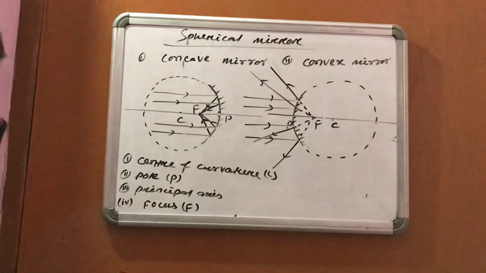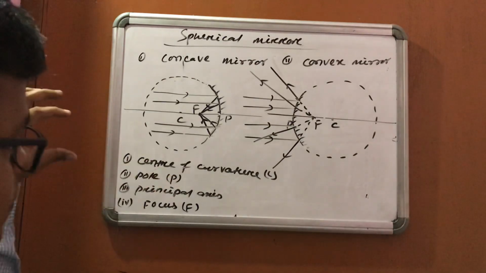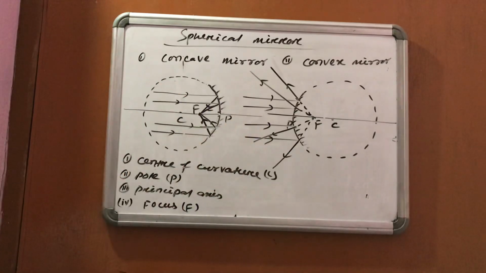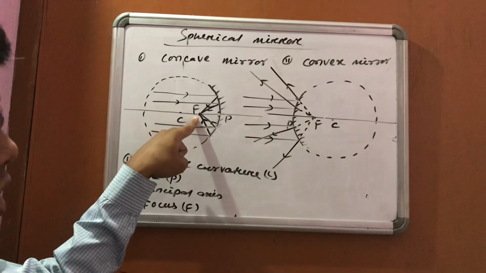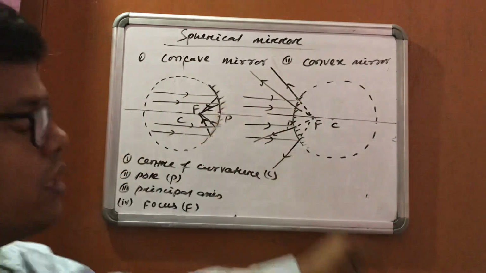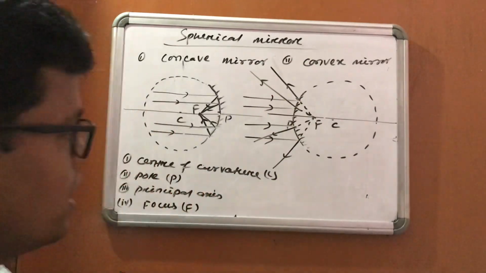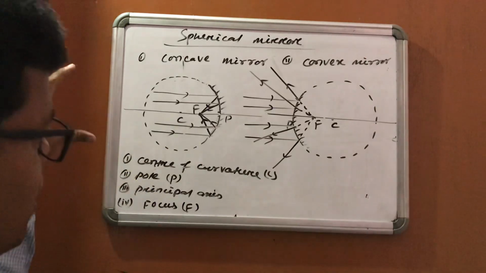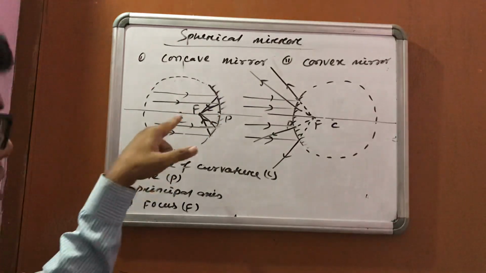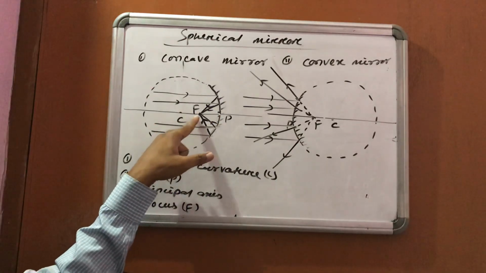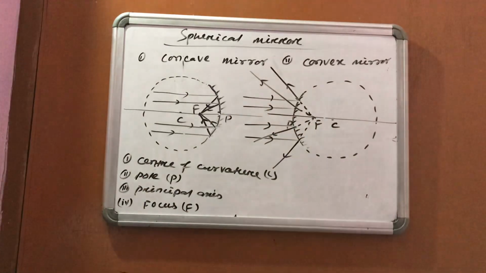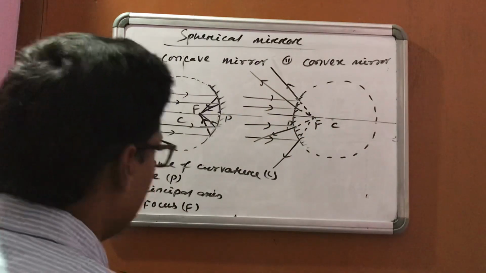I repeat. Focus is the point where, when a parallel beam of light is incident on a mirror and reflects back, either they meet at a point or they seem to diverge from a point. That point is known as the focus. In case of a concave mirror, the parallel beam of light after reflecting from the mirror meets at a point, that is the focus. And here they diverge from a point. This is known as the focus.